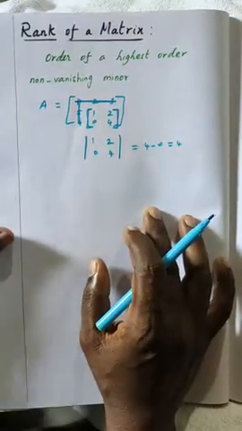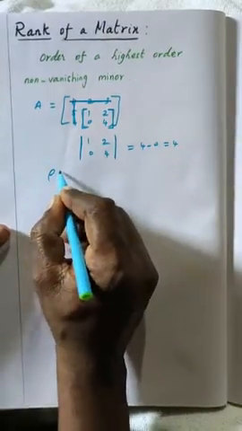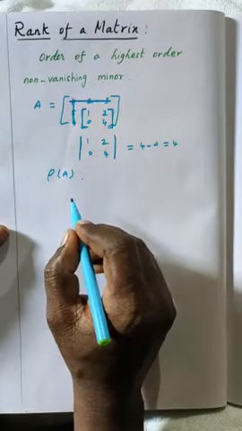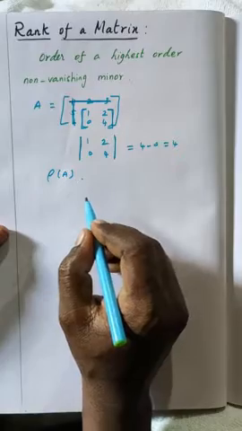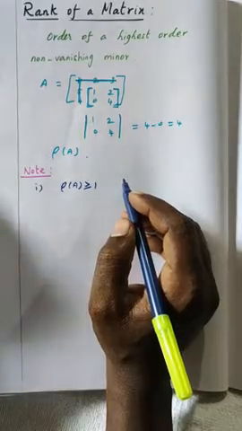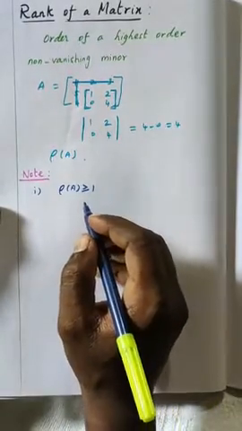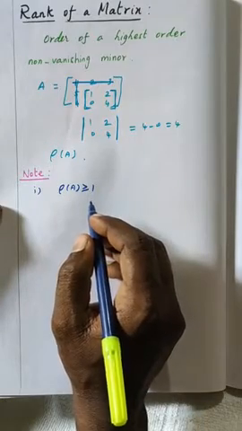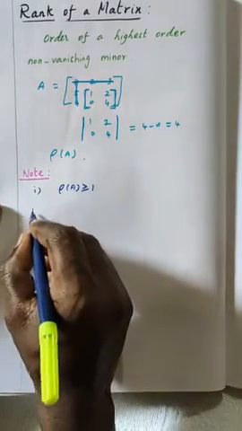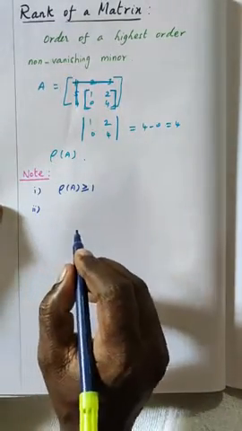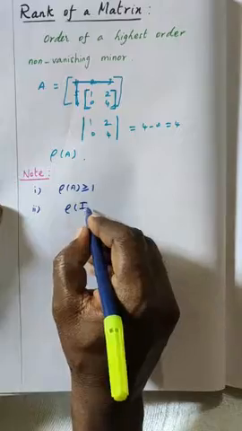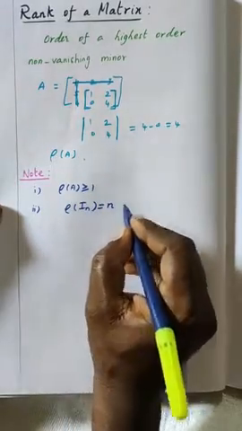The rank of a matrix is denoted by rank of A, and the rank of the zero matrix is 0. In the rank of a matrix we have some important notes. The first one is, if a matrix contains at least one non-zero element, then its rank is greater than or equal to 1. The second one is the rank of the identity matrix of order n is equal to n.